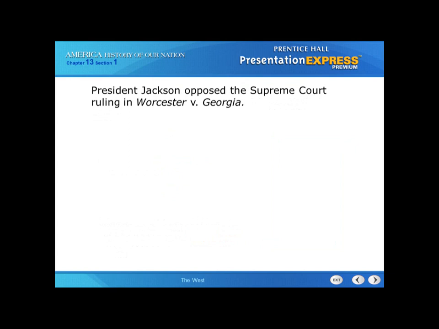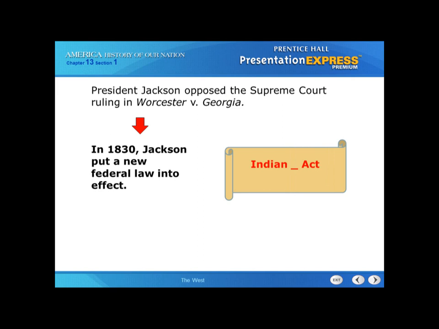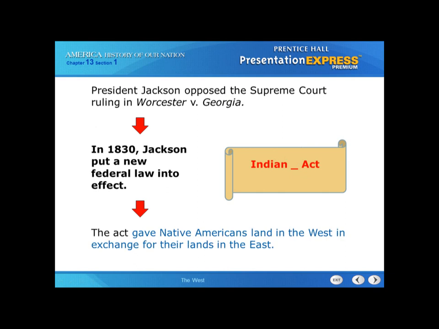Again, that division of power between the federal and the state government. President Jackson opposed the Supreme Court ruling in Worcester v. Georgia. Andrew Jackson is widely known as more of a Democratic Republican. Again, he's going to side with more states' rights. In 1830, Jackson put a new federal law into effect. This is called the Indian Removal Act. The act gave Native Americans land in the West in exchange for their lands in the East. So basically, this is just taking the natives, pushing them out west, and kind of flip-flopping their land.